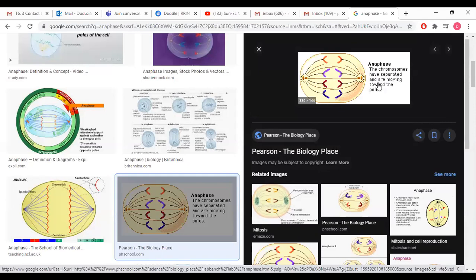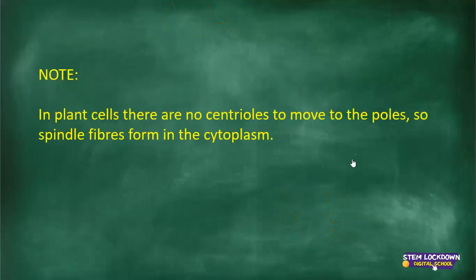The chromosomes have separated and are moving towards the poles. The spindle fibers are shortening, as you can see, so they are moving towards the poles. And do you see the centrioles there? Those cylinder-like shapes I told you about, the centrioles are the ones that form the spindle fibers. So the chromatids are now moving towards those poles. So that's how you can draw your anaphase. They are moving further apart from each other towards the poles.